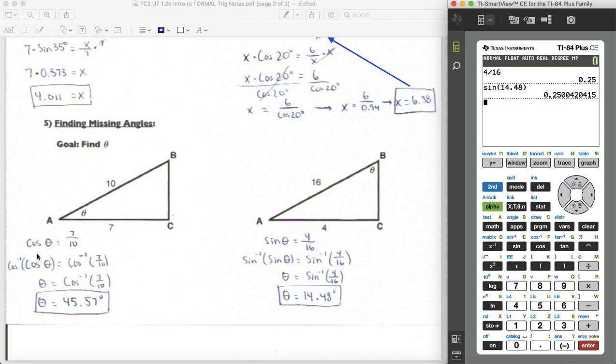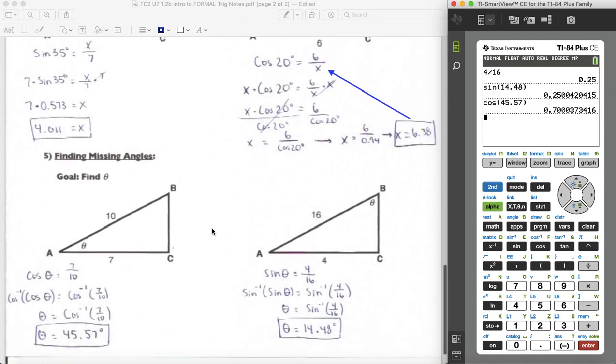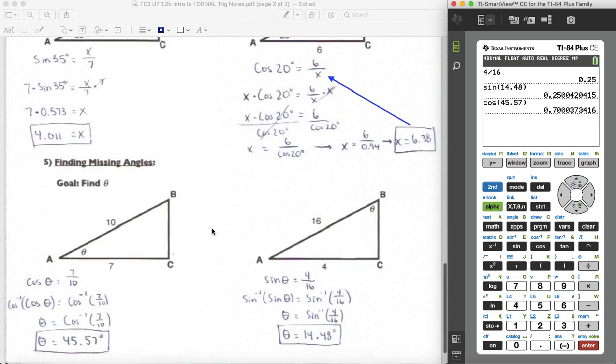We can check our work for the first one as well. All right, the cosine of 45.57 should equal 7/10, or 0.7. So the cosine of 45.57 should equal 0.7, and that's exactly right. Like I said before, please pause this, go back and check your work. Make sure that this is all making sense.